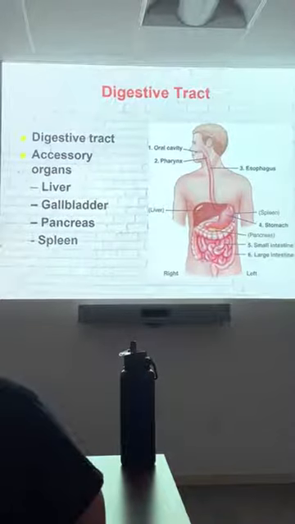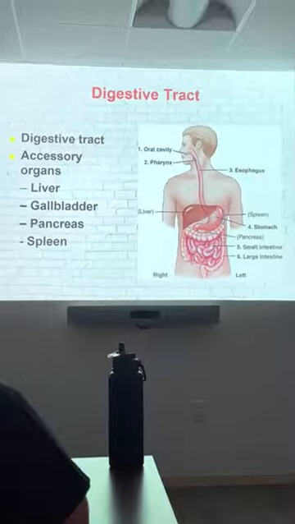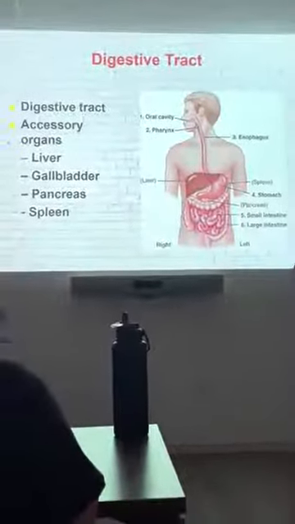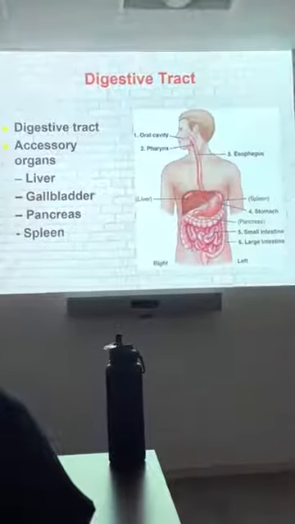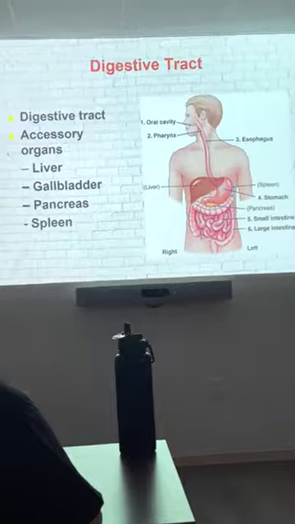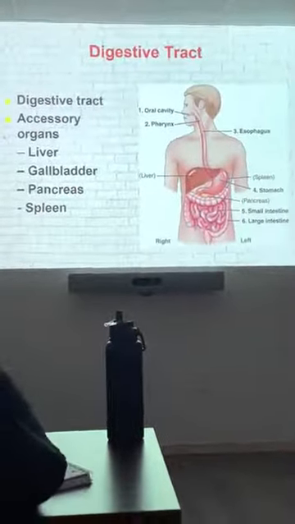Now, there are 4 other organs to make note of here. We have what are called accessory organs. They are what help aid the digestion process. It's our liver, our gallbladder, our pancreas, and our spleen. So the main digestive tract is 1 through 6. The 4 accessory organs are your liver, your gallbladder, your pancreas, and your spleen.